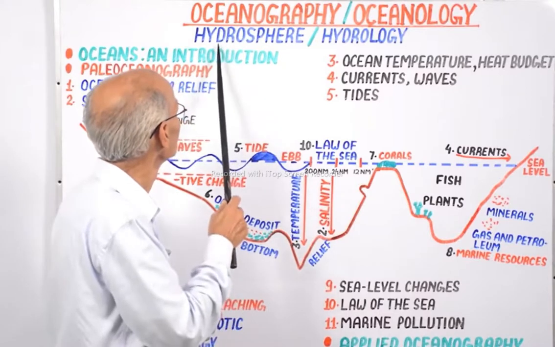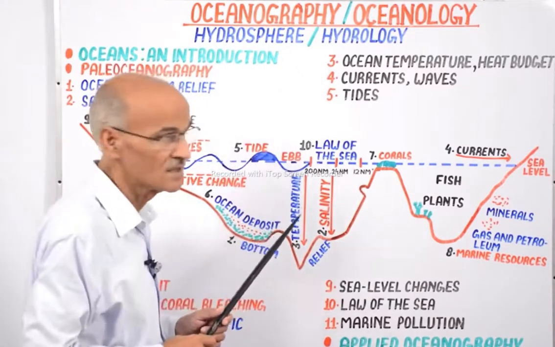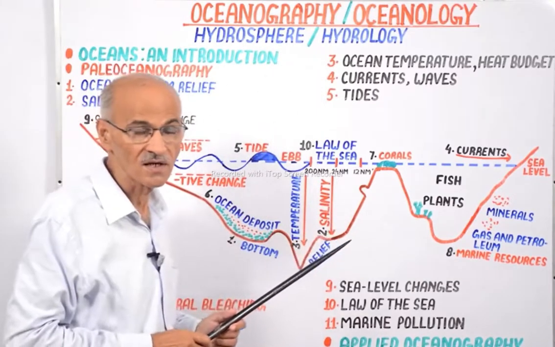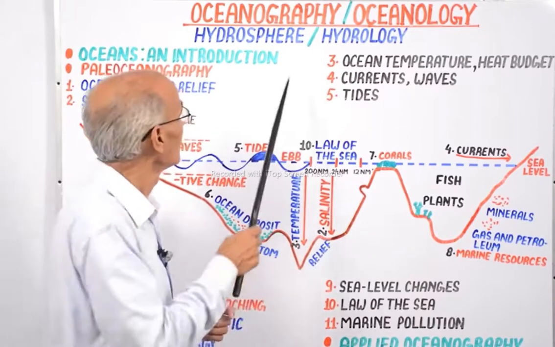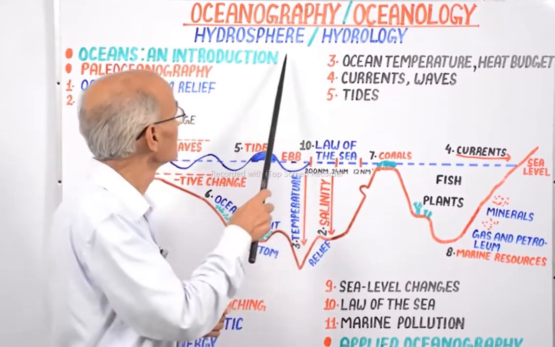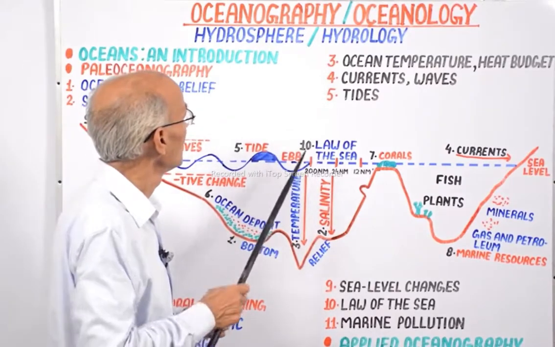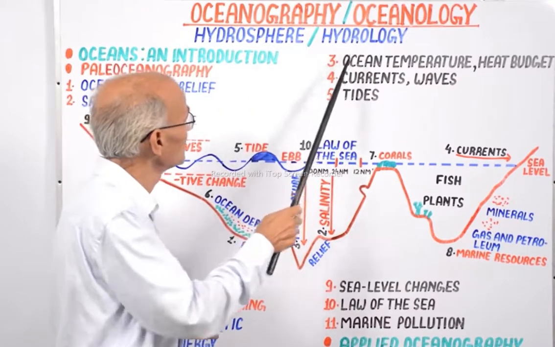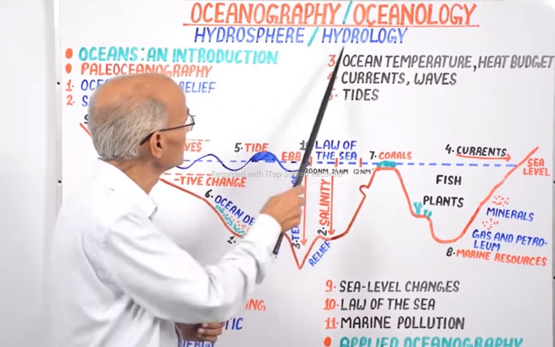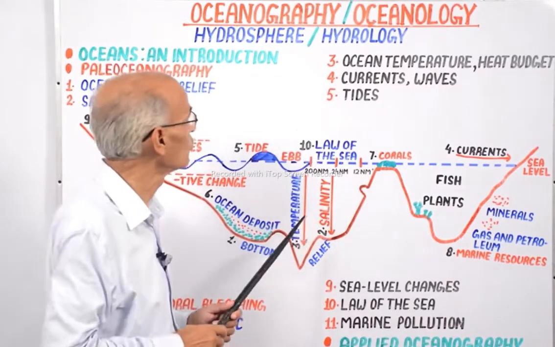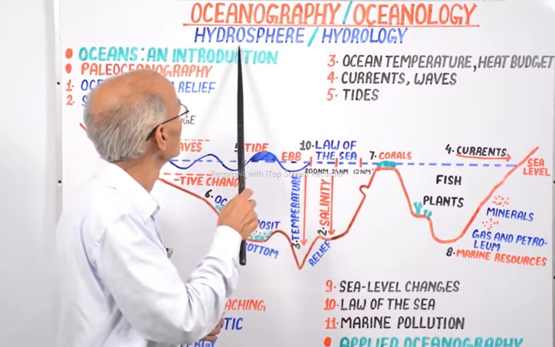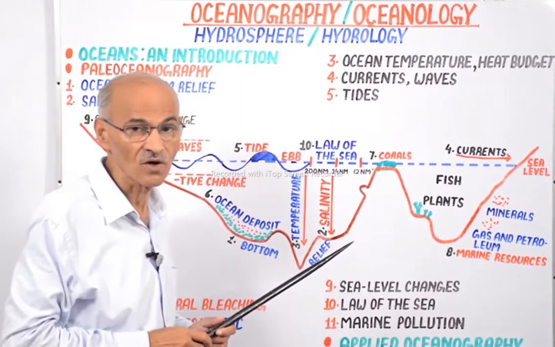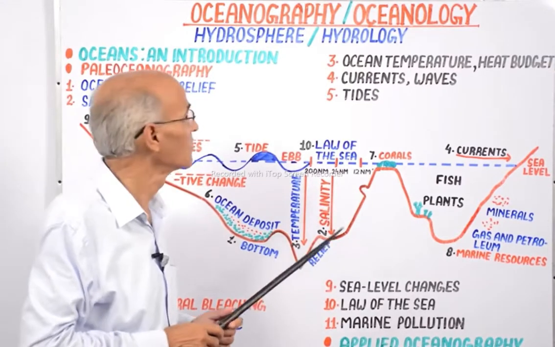The second word is hydrosphere and hydrology. As you know, hydrosphere is a syllabus in undergraduate classes, while in postgraduate classes this is termed oceanography, and sometimes in the science faculty it is termed hydrology. So let us understand the difference between hydrosphere and oceanography, which one looks broader and which one narrower.